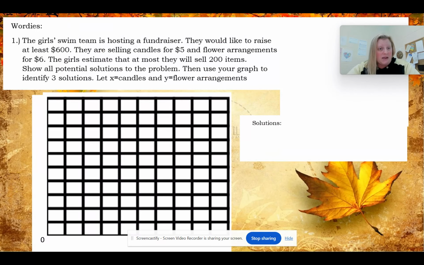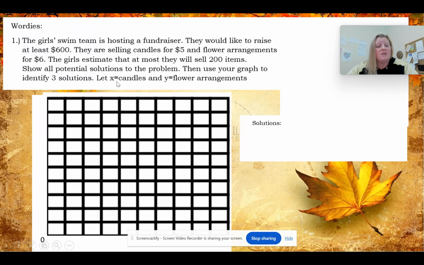So I want to go ahead and tackle 2 word problems with you and show you kind of how these things roll. So first off, it says that we have a swim team. They're having a fundraiser. They're going to try to make at least 600. So at least means 600 or more, right? The more money we make, the better. They're going to sell candles for $5 and flowers for $6. Total cannot go above 200. It says at most 200 items they'll sell. So we don't want to go above 200.